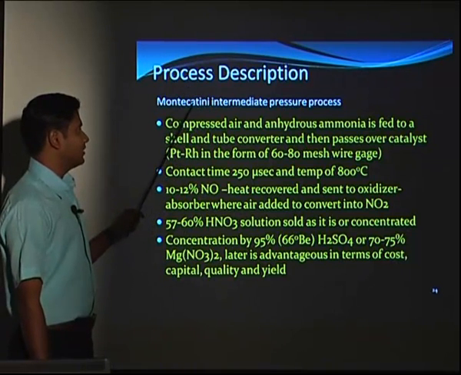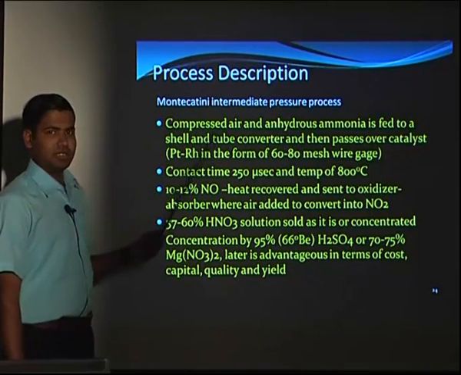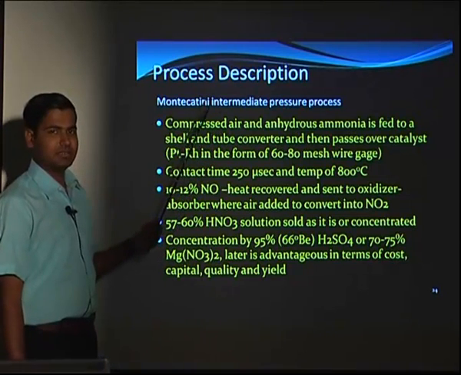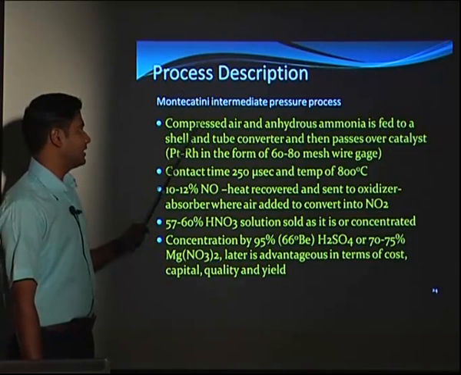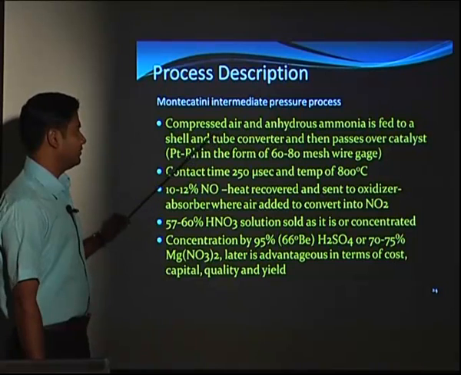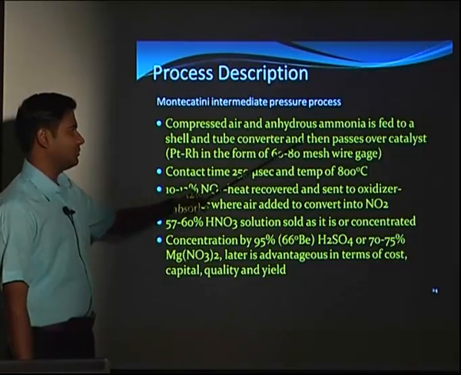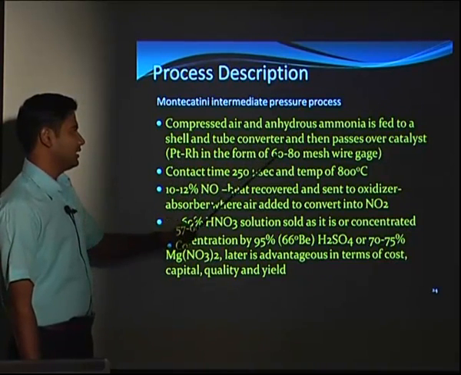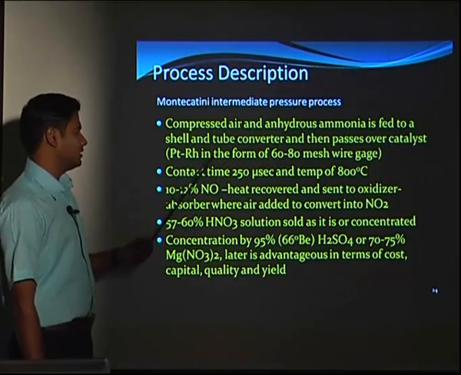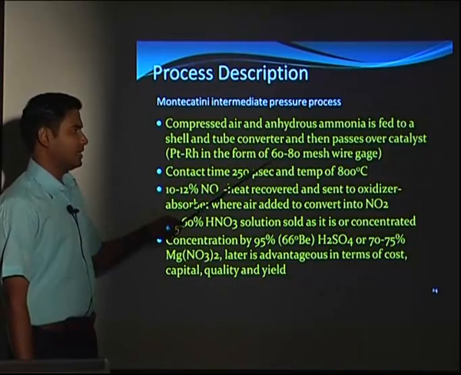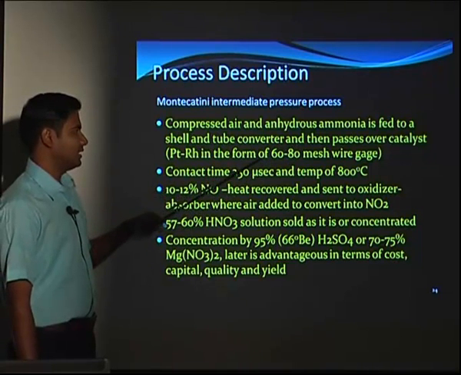So we have to discuss the Montecatini intermediate pressure process. There are various processes, but the main thing is oxidizing NH3 to NO, then NO to NO2, and then to nitric acid. Compressed air and anhydrous ammonia are fed to a shell and tube converter and then pass over a catalyst, platinum rhodium, in the form of 60 to 80 mesh wire gauze. Here we can see the catalyst in many plates mounted on the wire gauze in the reactor.